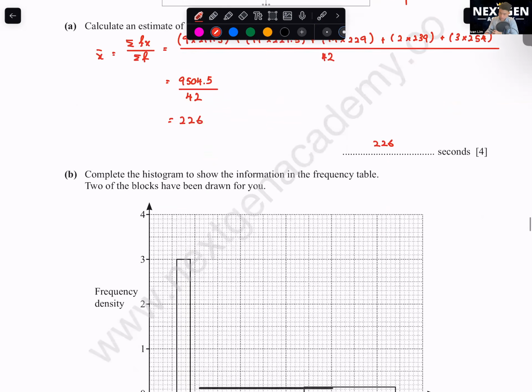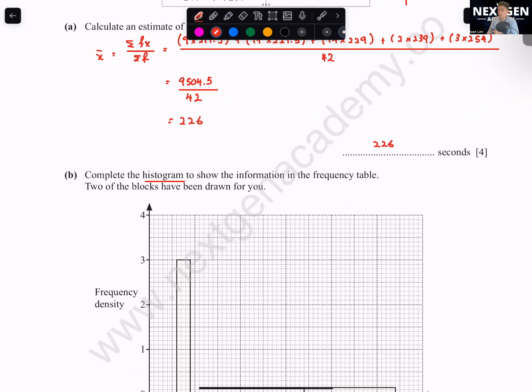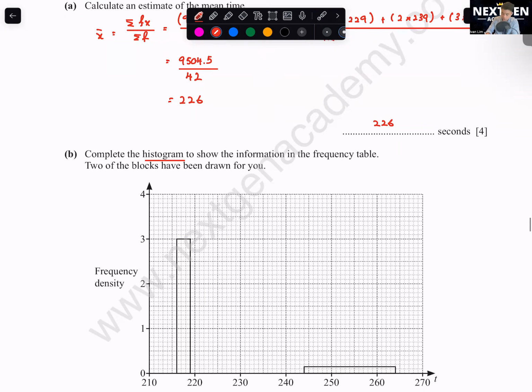Okay, next one. They want you to complete a histogram. Whenever you see the word histogram, what's the formula that you use? You'll write this down: FD equals F over CW. You have to memorize this. FD equals F over CW. FD is frequency density, which is what is on the y-axis. CW is your class width.